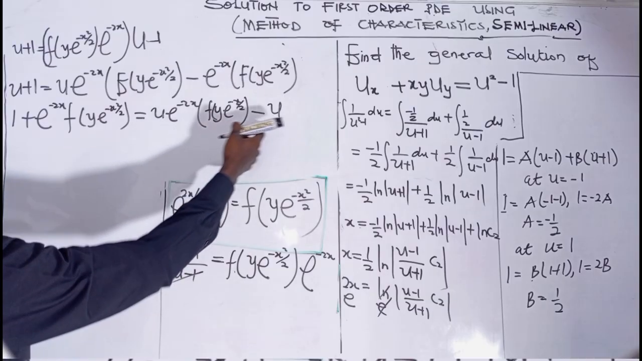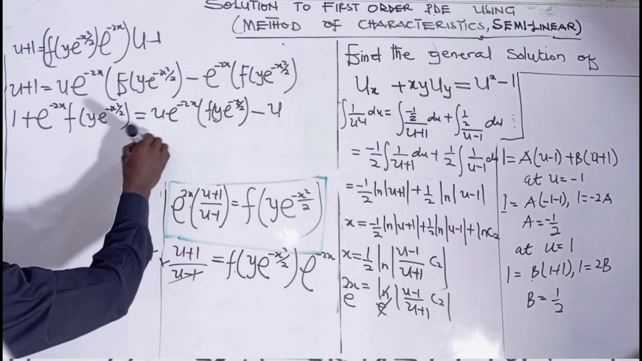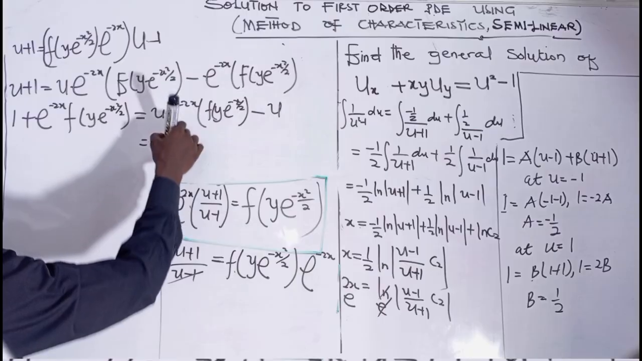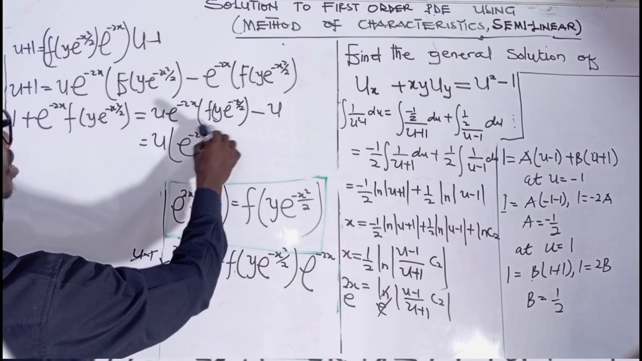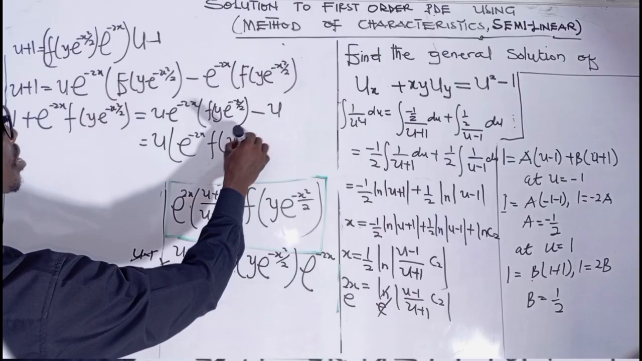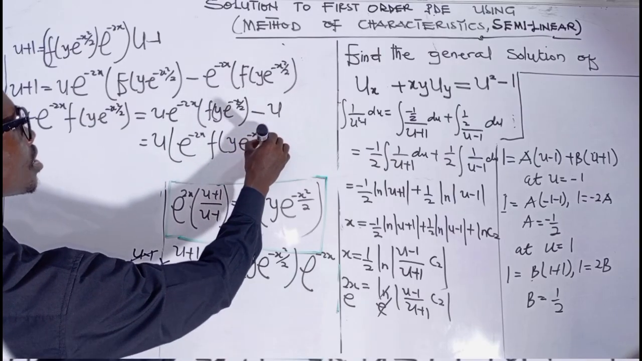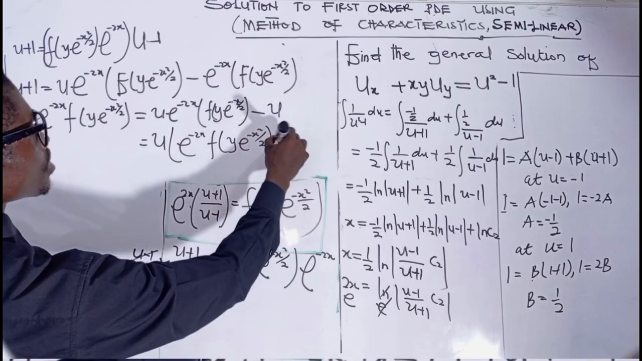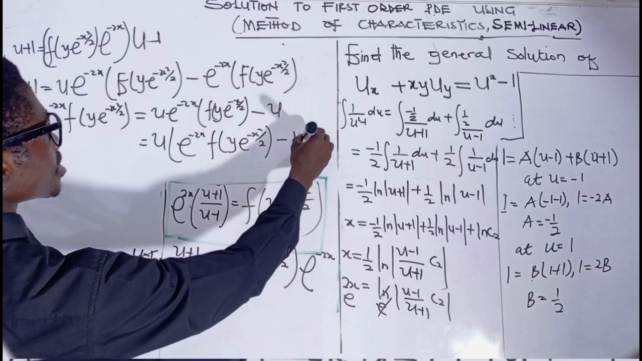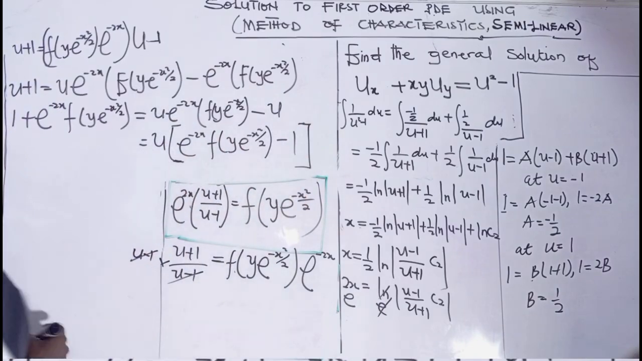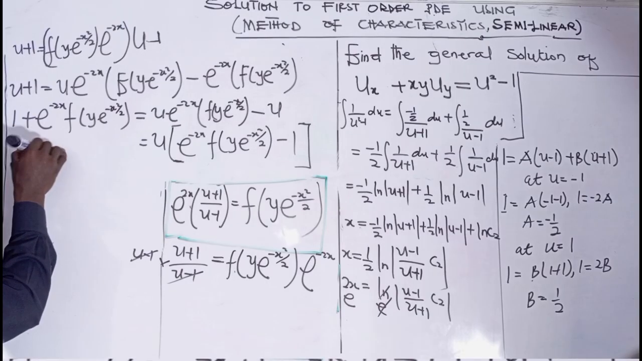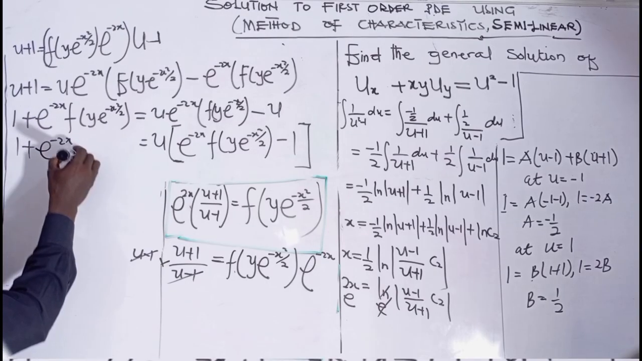So at this point, we can factorize u out. So we have our u out. We are left with e exponent negative 2x, and then we have a function of y e exponent negative x squared all over 2, and this will give us minus 1, right? So let's use the bracket. And this is equal to 1 plus e exponent negative 2x.